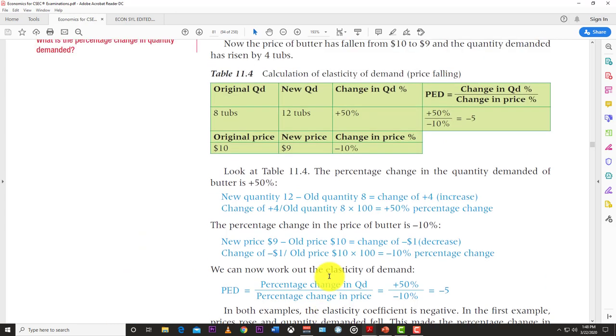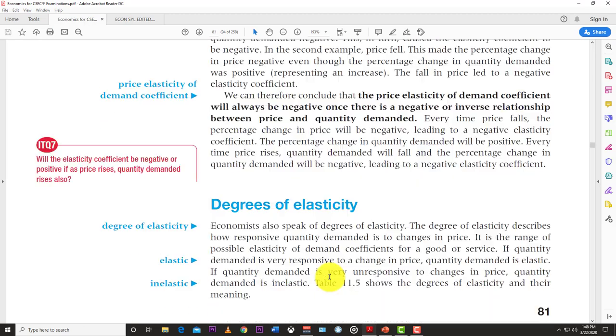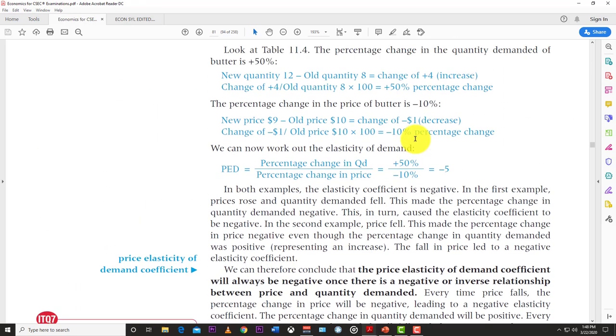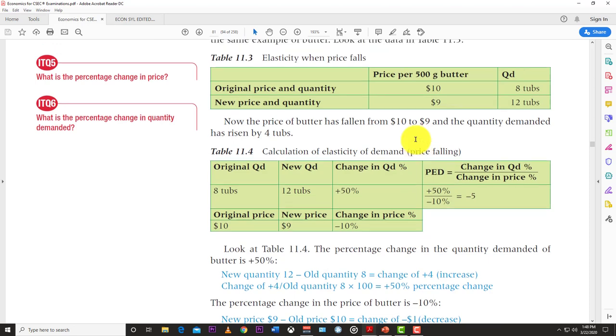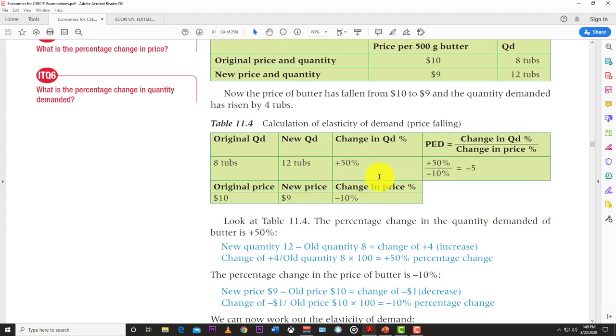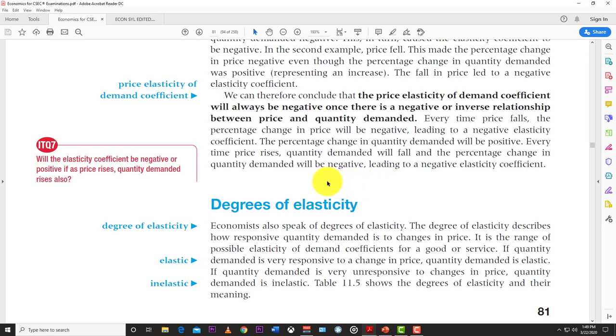Okay, so we used some big words just now, coefficient and all them kind of things. But how do we interpret that? Now, you realize one was negative 5, one was negative 1.25, so different degrees of elasticity are coming out right there. Now we have to interpret these numbers. Now let me give you the skinny on this one. So you have what you call elastic demand and inelastic demand.